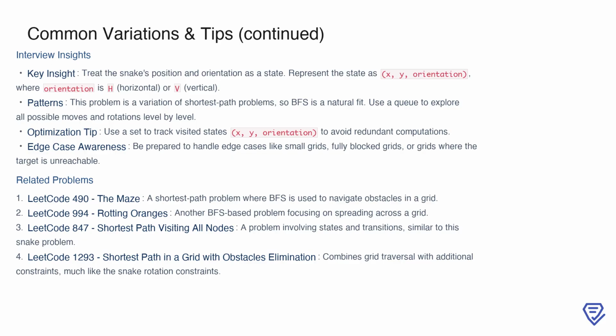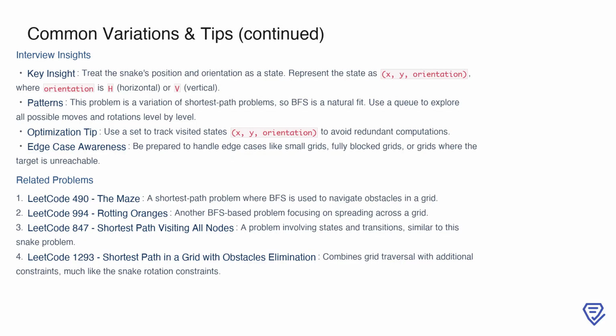The underlying pattern here is that this problem falls under the umbrella of shortest path problems, making BFS the natural choice. By using a queue, you can explore all possible moves and rotations level by level in an organized way. To optimize further, track visited states using a set, with each state defined as (x, y, orientation). This prevents redundant computations and keeps the algorithm efficient.